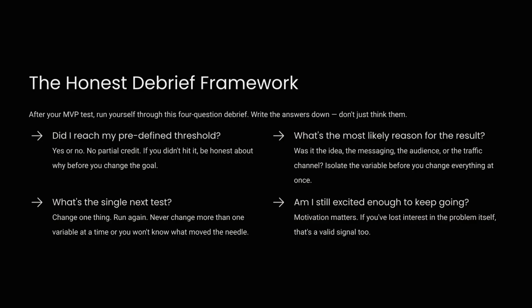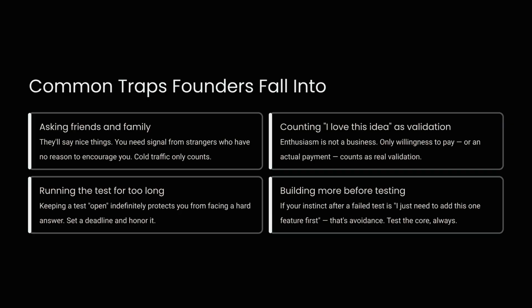Write down your answers. Watch out for common traps, such as asking friends and family, counting enthusiasm without payment as validation, running the test for too long, or building more before testing. These are forms of avoidance that skew your data.